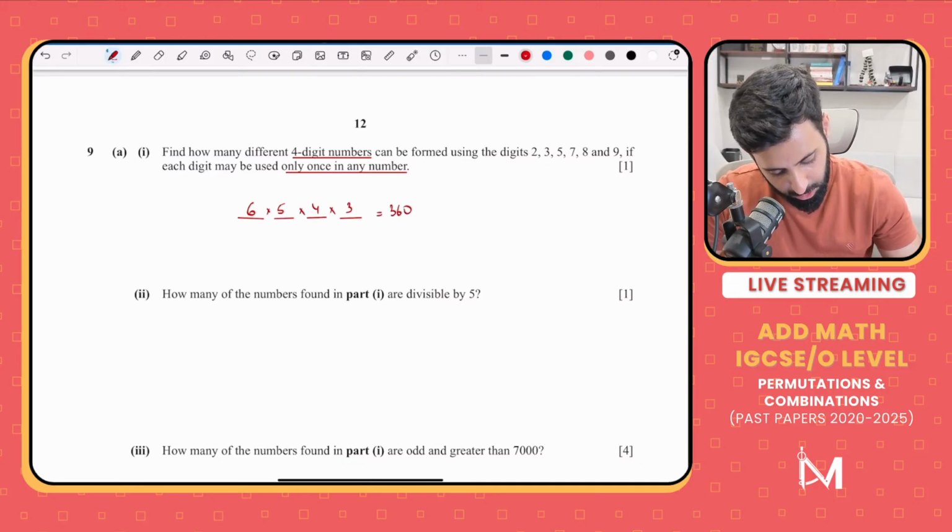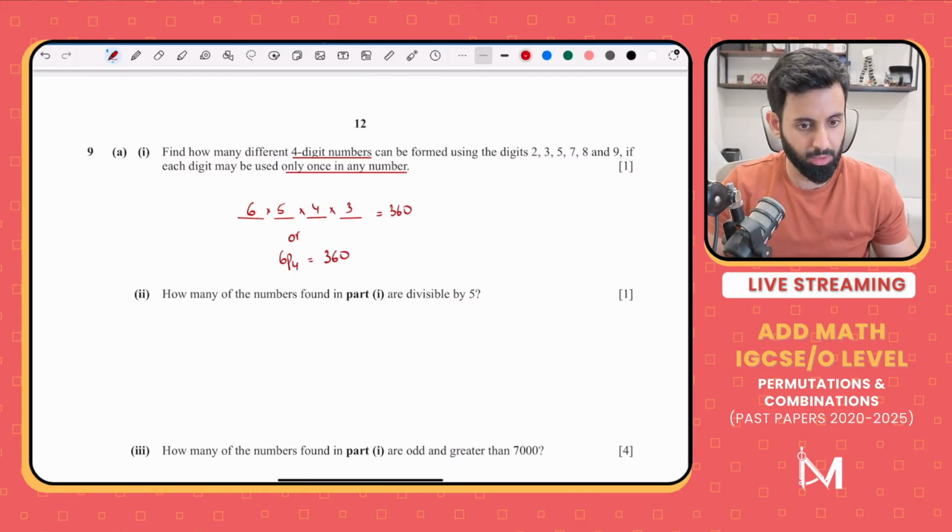You could also do 6P4. You could also do 6P4. Why? Because you have a total of 6 options and you want to use 4 of them. So that means either way, you'll get the same answer. Okay?